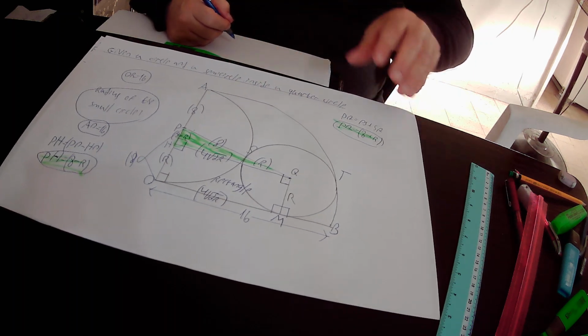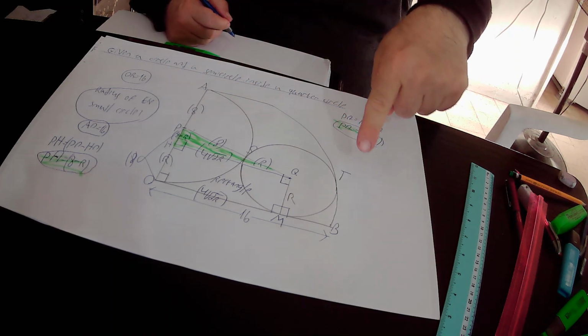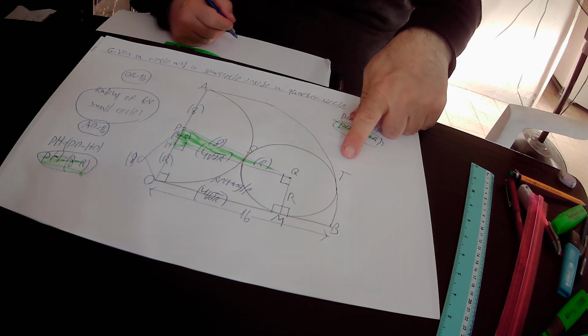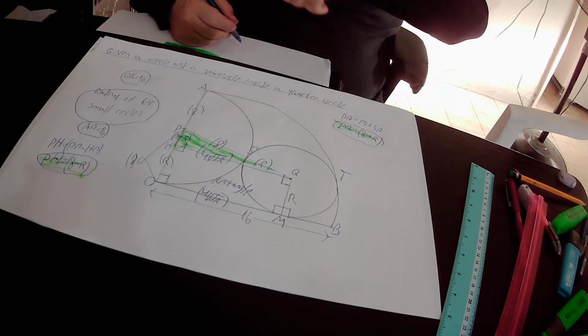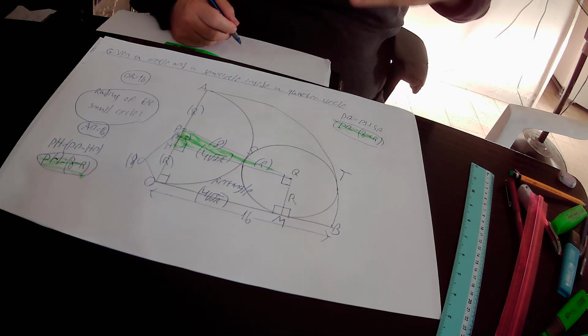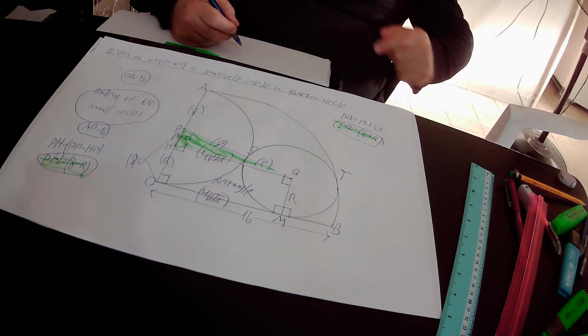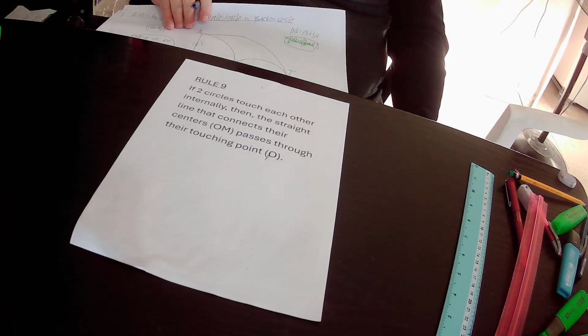So in the drawing, the big quarter circle touches this small circle at point T. So the two circles touch each other at point T. Therefore, we have an internal touch between the big quarter circle and the small circle. That is to say they are touching each other internally at point T, and therefore we can implement rule 9. According to rule 9, if two circles touch each other internally, then the straight line that connects their centers together passes through their touching point.